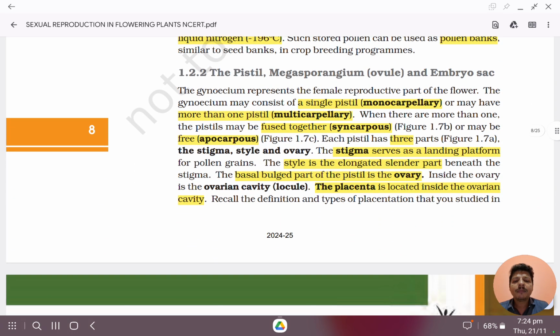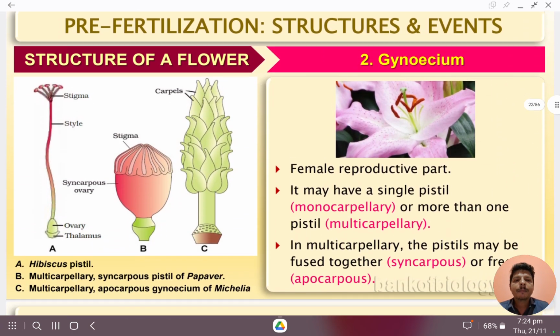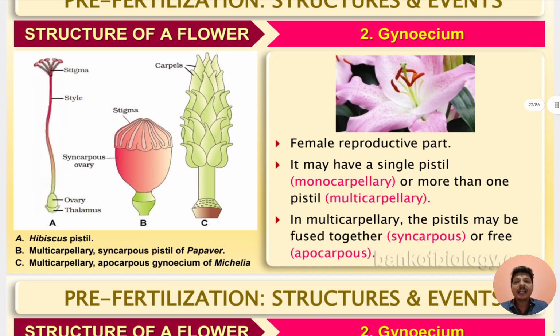Coming to gynoecium, let's see what the PDF says here. Gynoecium is the female reproductive part. It may have a single pistil, monocarpellary, or more than one pistil, multicarpellary. If the gynoecium has a single pistil, it is called monocarpellary, and if it has more than one pistil, it is called multicarpellary.